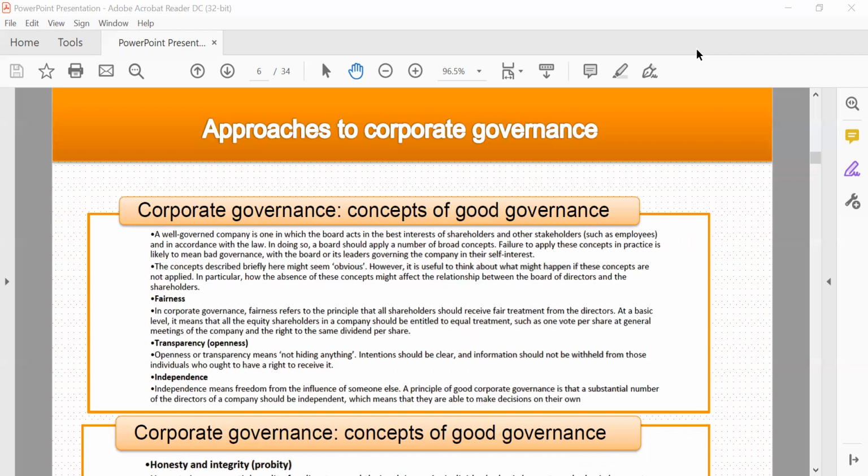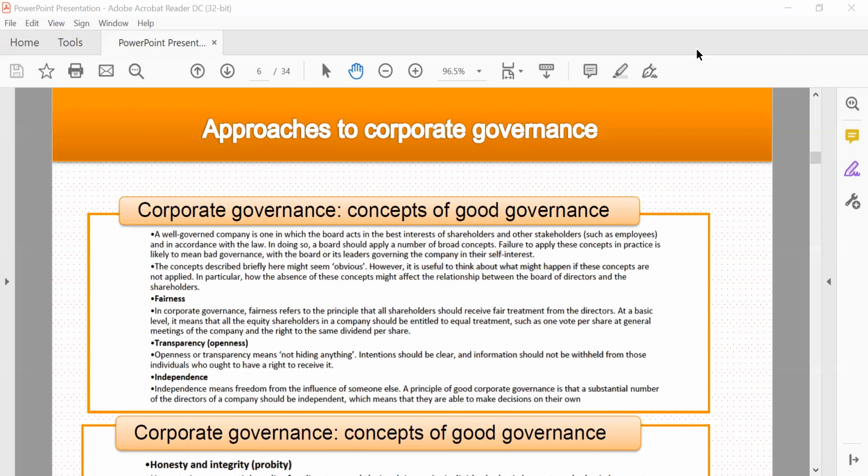The concept described briefly here might seem obvious. However, it is useful to think about what might happen if these concepts are not applied. If these concepts are not applied, what's going to happen? It's going to be disaster, right? In particular, how the absence of these concepts might affect the relationship between the board of directors and the shareholders. If these concepts do not exist, the concepts I'm about to explain, then what you would see is that it might strain the relationship between the board of directors and the shareholders.